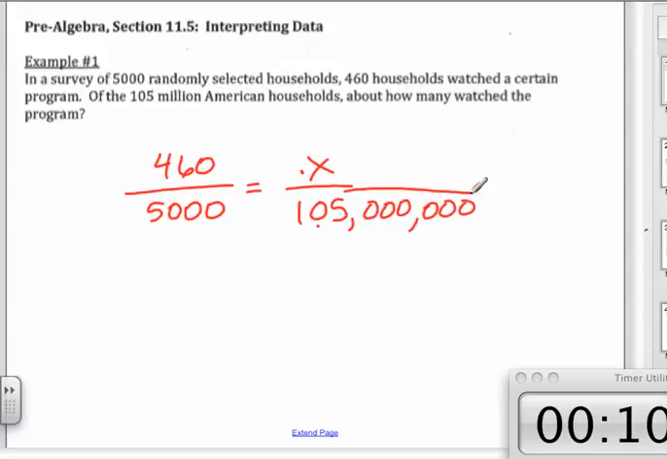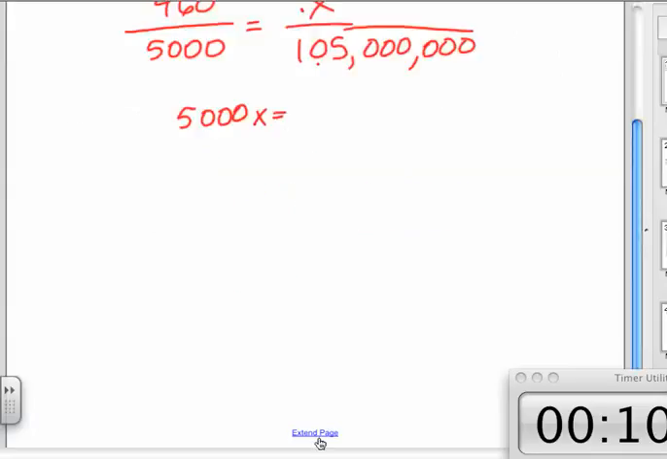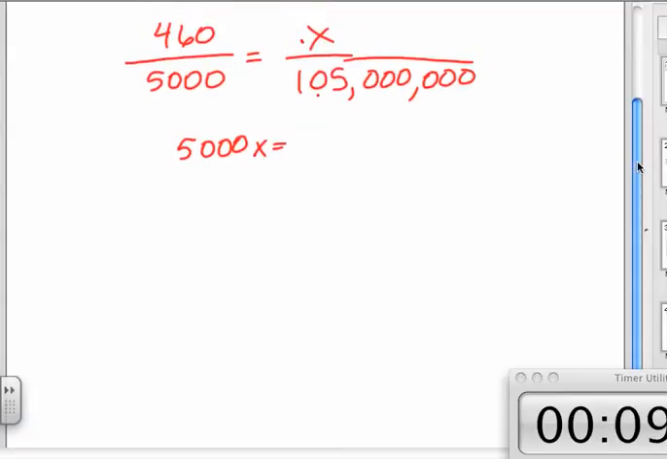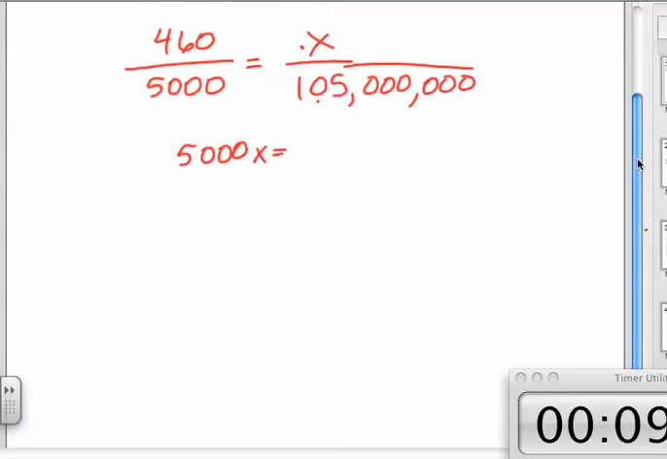All right? You guys have your calculators. We're going to cross multiply. We're going to get 5,000x is equal to, someone tell me what 460 times 105 million is. But you know what? It's going to give you probably something with scientific notation. Someone do 460 times 105. What'd you get, Alex? 48,300? But then it's millions, right?